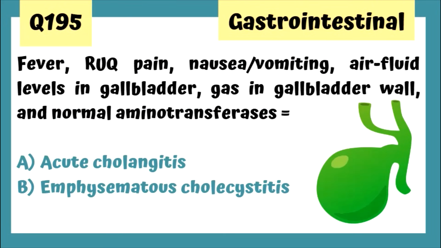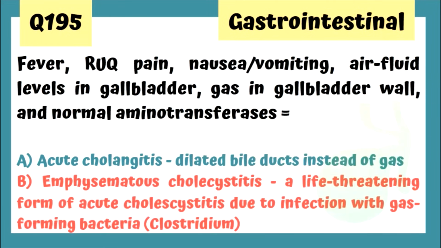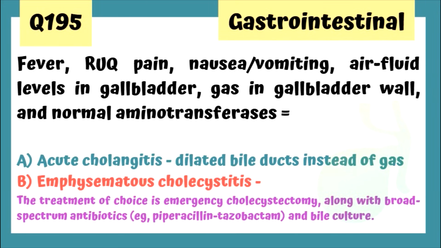Question 195, fever, right upper quadrant pain, nausea, vomiting, air fluid levels in the gallbladder, gas in the gallbladder wall, and normal aminotransferase, that's emphysematous cholecystitis associated with Clostridium. Clostridium could cause that. Right? The treatment of choice is emergency cholecystectomy, along with broad-spectrum antibiotics, piperacillin, tazobactam, and bile culture.